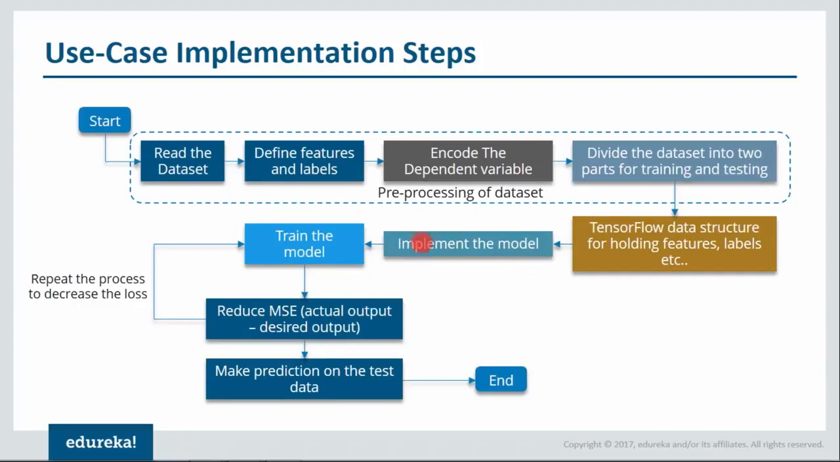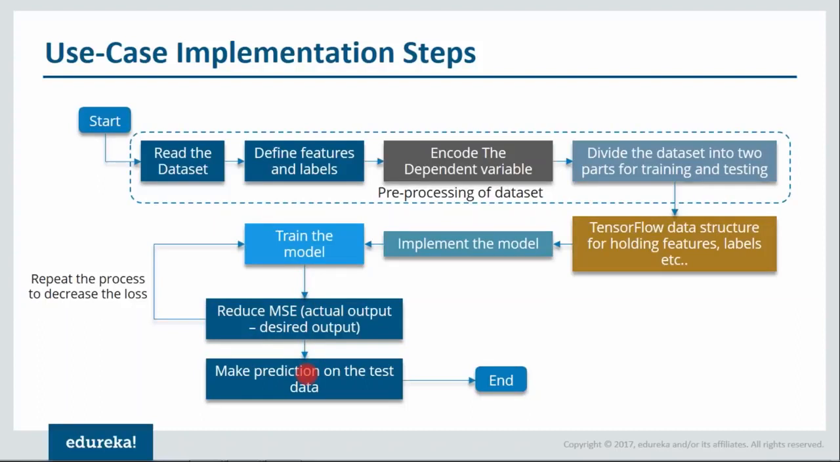Then we'll write the code in order to implement the model. And once this is done, we will train our model on the training data. We'll calculate the error. Error is nothing but the difference between the model output and the actual output. And we'll try to reduce this error. And once this error becomes minimum, we'll make predictions on the test data and we'll calculate the final accuracy.